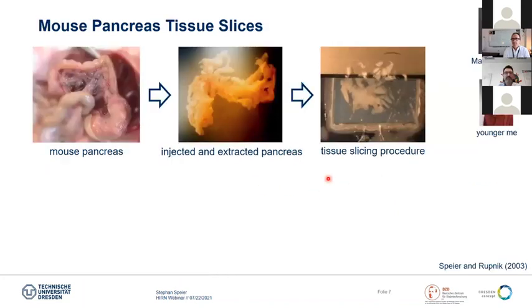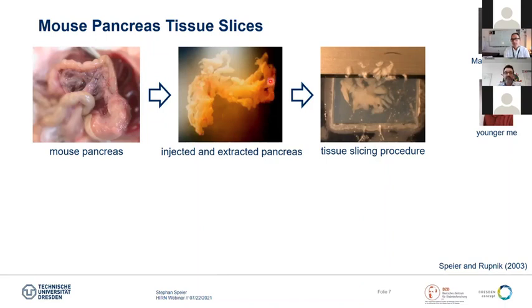Back at the time, I was a PhD student in the lab of Marjan Rupnik, and we both looked a little bit younger at the time. He came up with the idea when he came back from a meeting: why not inject agarose into the bile duct of a mouse and harden the tissue. It's a low temperature gelling agarose.